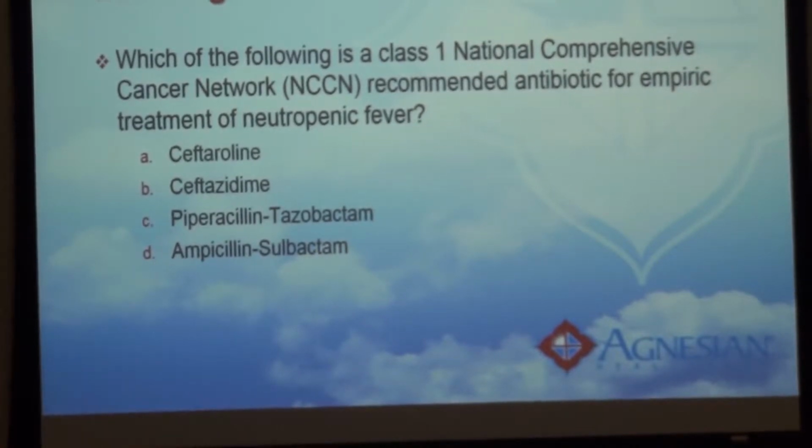The first question is, which of the following is a Class 1 National Comprehensive Cancer Network recommended antibiotic for the empiric treatment of neutropenic fever? Is it A, ceftaroline, B, ceftazidime, C, piperacillin tazobactam, or D, ampicillin sulbactam? I'll have the answers at the end.